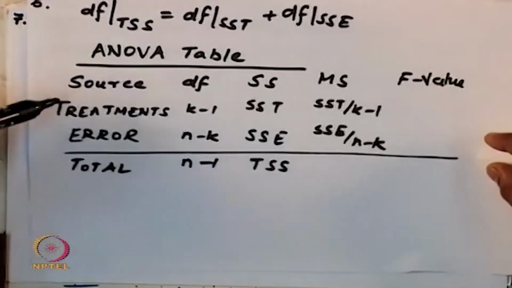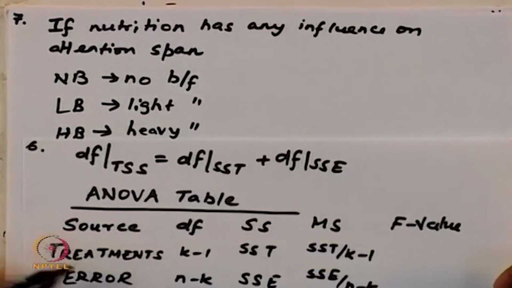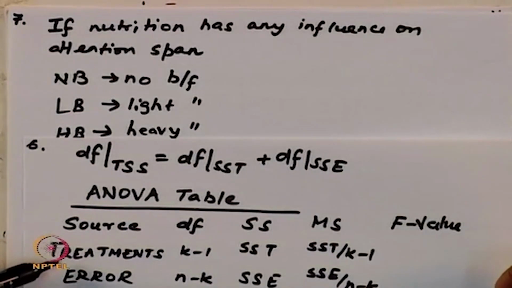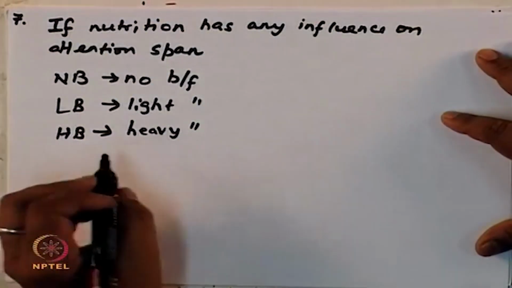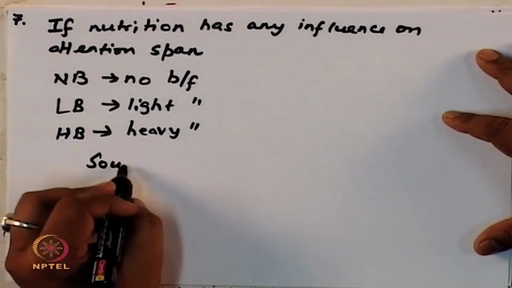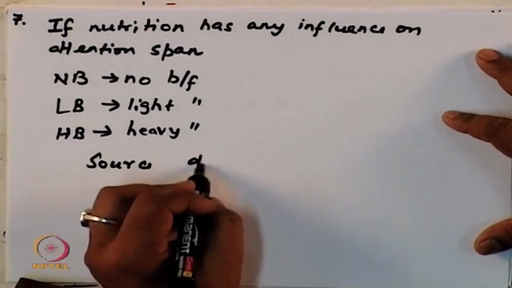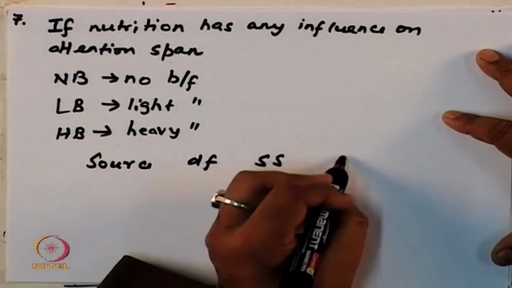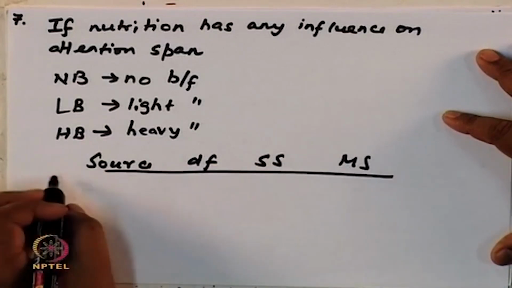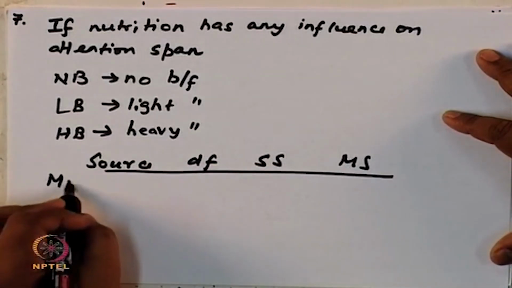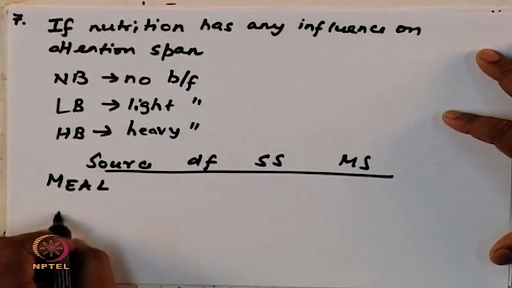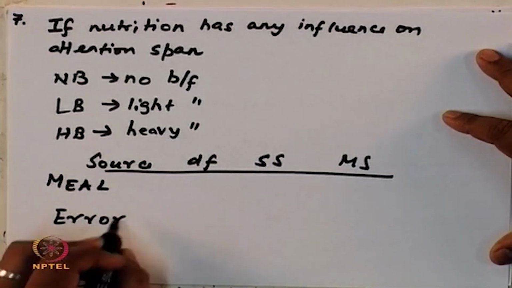So, you can find out. So, in this case our treatment, okay, for this problem our treatment is nothing but having the meal, or you can write it as meal. Okay. So, I will just jot down the final values that we had obtained. Okay. Meal is your treatment, error and total.